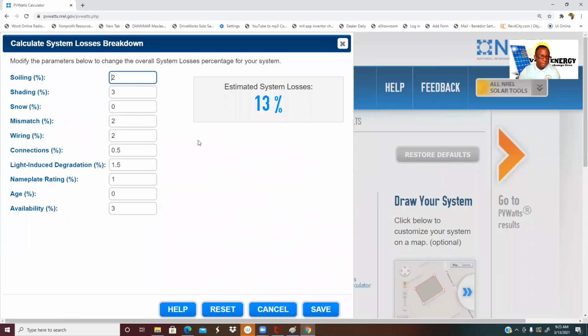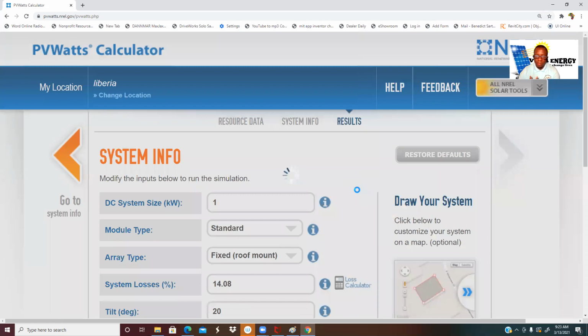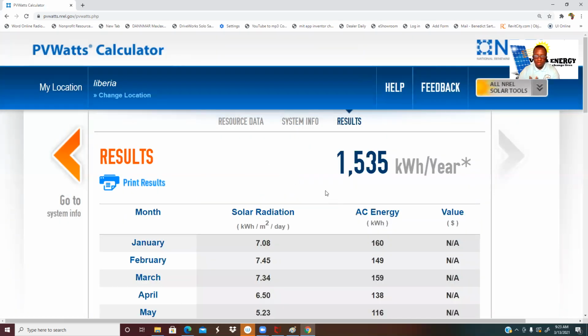We come here. The shading is 3, the other value here is 2, so we'll leave it by default. Click OK. They don't have snow. Go here. So for Liberia, the kilowatt hours yearly is 1,535. So we write that down.